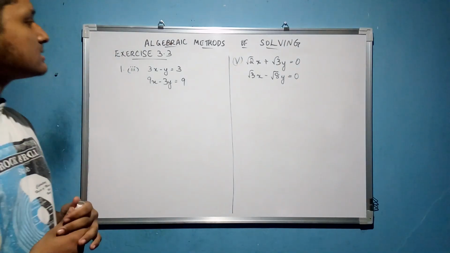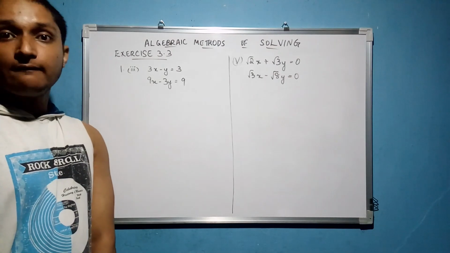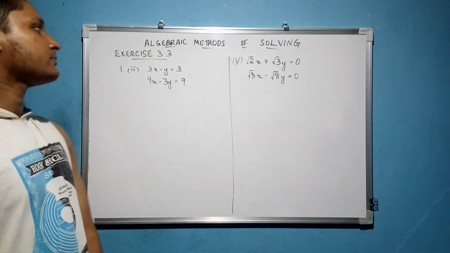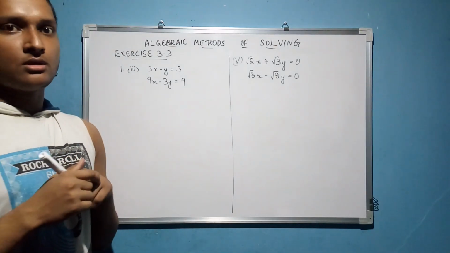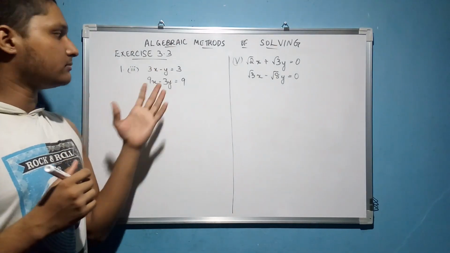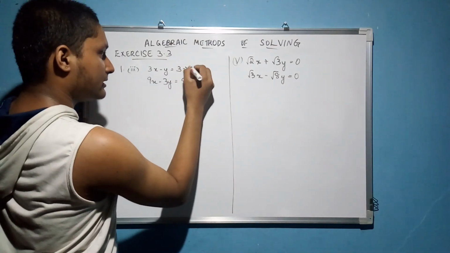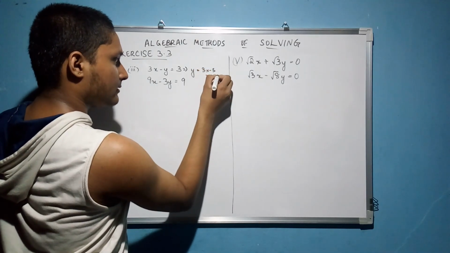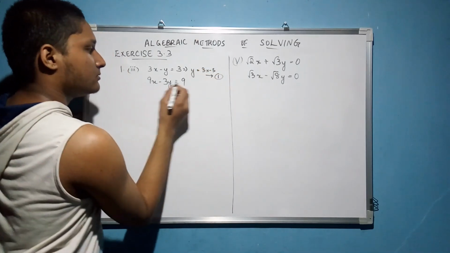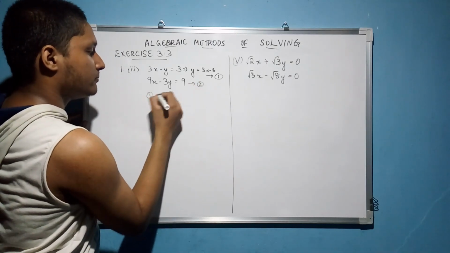The third question here is 3x minus y is equal to 3 and 9x minus 3y is equal to 9. Let me take the first one for substitution, because I have only one y term there. So here you get y is equal to 3x minus 3. I'll take this as equation 1. Now we'll substitute that in the second equation, 1 in 2.